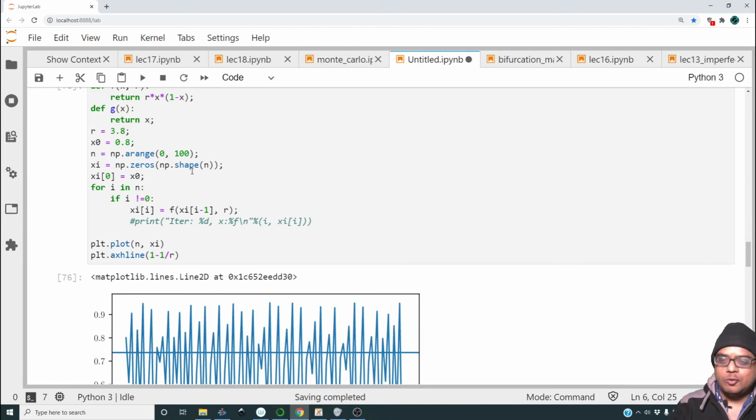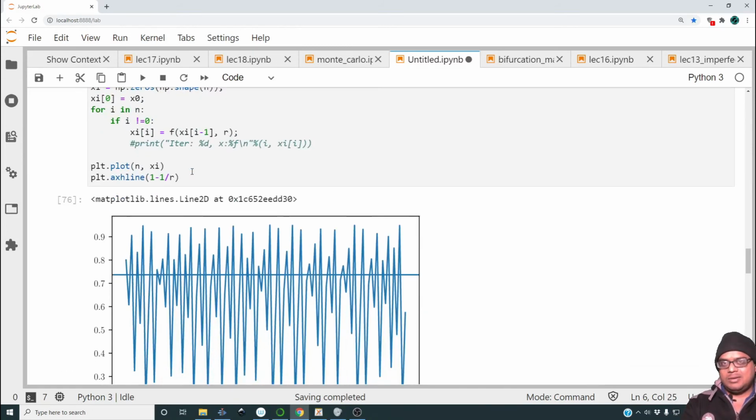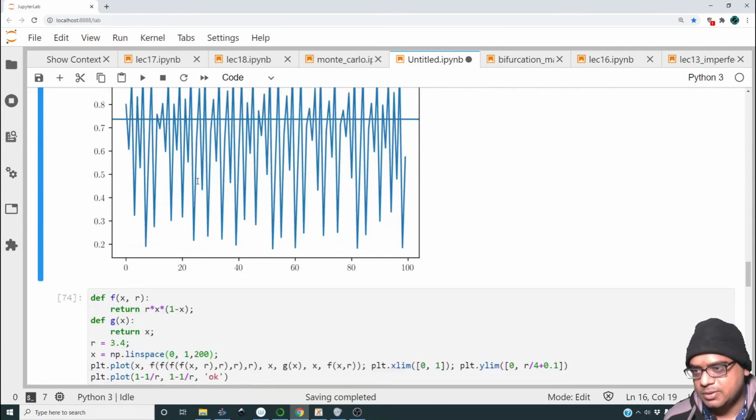But how do we quantify all this? There is something going on. As we change the parameter r, it goes to a fixed point when the parameter is less than 3. When it is more than 3, it goes into a 2 cycle, then into a 4 cycle, into an 8 cycle, then completely erratic. So how do we make sense of this? The way is to make a bifurcation map.